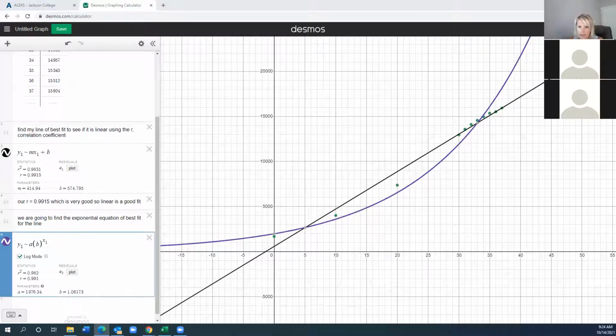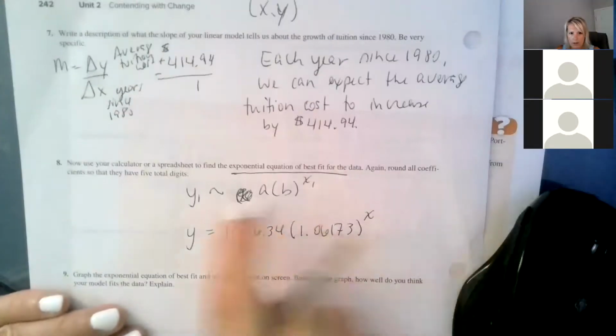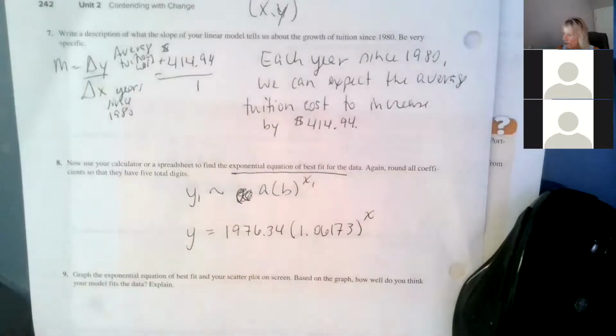on your number 8. And we need the R correlation coefficient for number 11, which is the lesson check. So number 11 is your lesson check. R is equal to 0.991. I'm going to go back to my page here for a minute. So here's my paper. Here is my exponential equation of best fit. Does anybody that's live have any questions on how we got that?